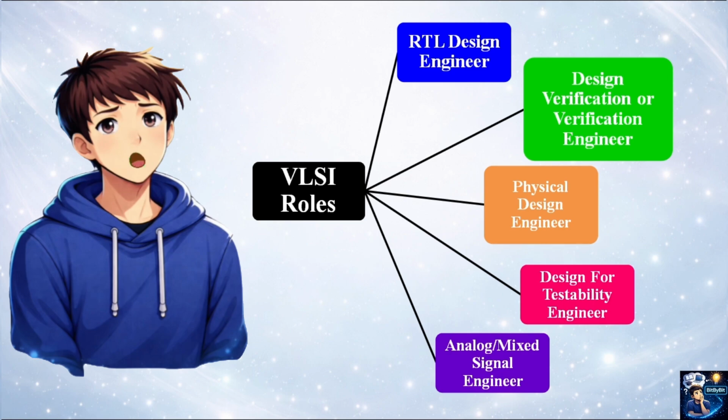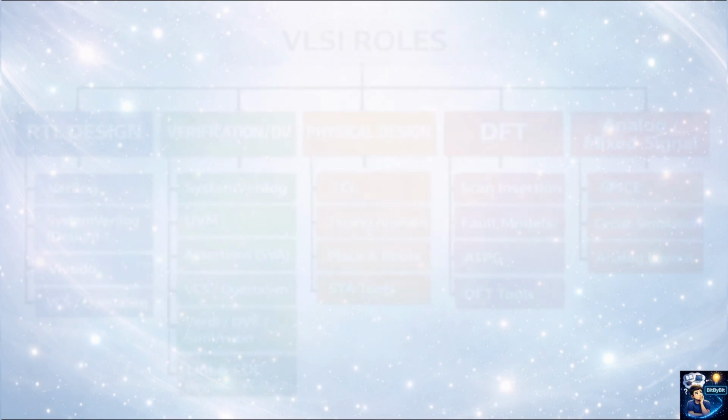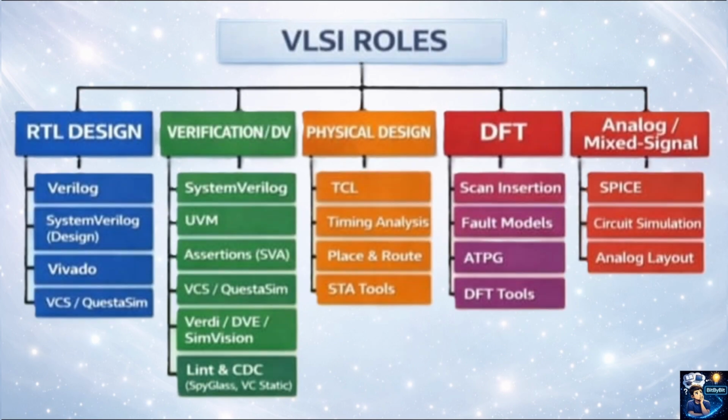Before specializing into any role, there is a common foundation almost every VLSI engineer needs. This includes basic logic gates and Boolean algebra, number systems, flip-flops and registers, finite state machines, timing concepts, Linux, and Python or Perl, commonly used in RTL, verification, physical design, and DFT roles, but is not required for analog mixed signal engineers. Once this foundation is in place, learning advanced topics becomes much easier. Now let's briefly look at where this learning path can take you. This is a career map, not something you need to choose today.